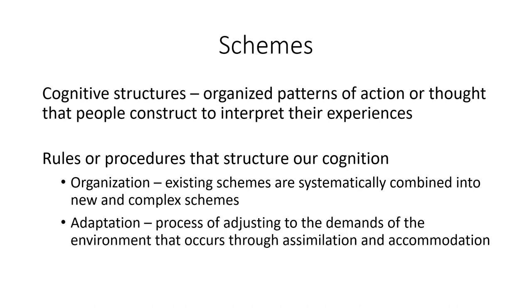We also have adaptation, which is the process of adjusting to the demands of the environment that occurs through assimilation and accommodation. So we adapt our schema. What do I mean by this? An example of a schema would be a chair. We have a schema for a chair. We know that chairs generally have legs, a seat, a back. You sit on them. This is the general schema for chair.